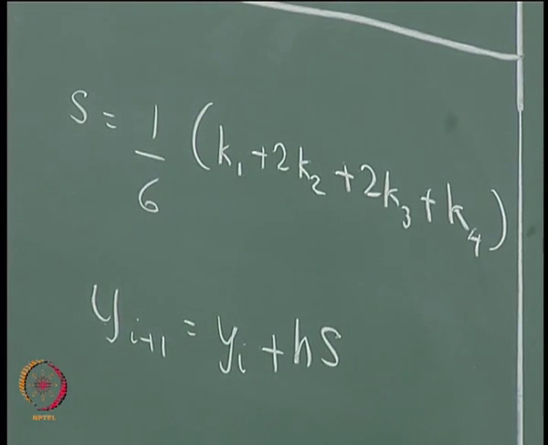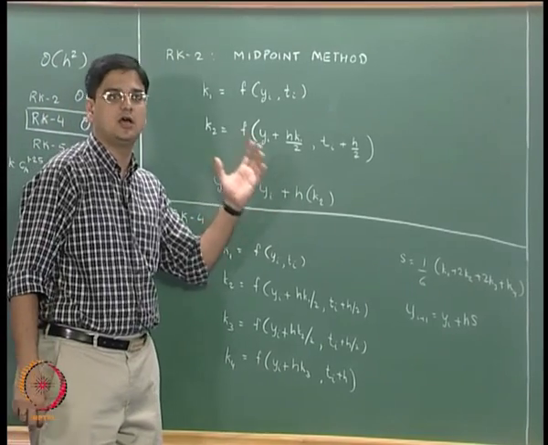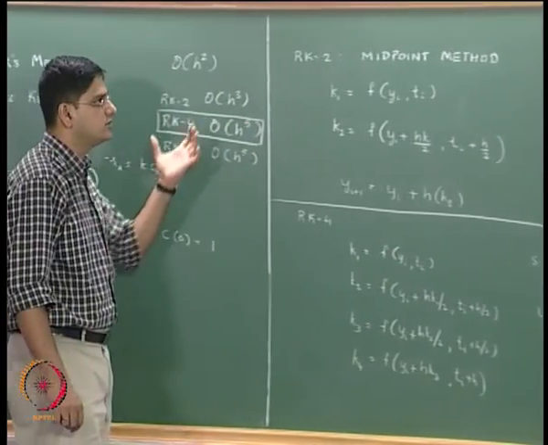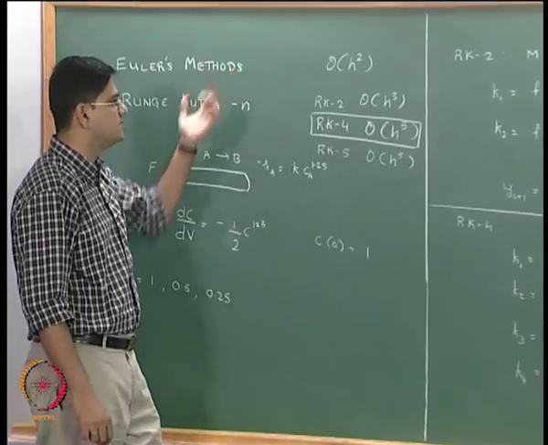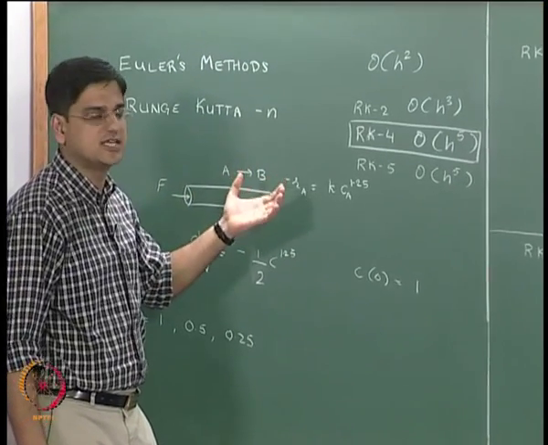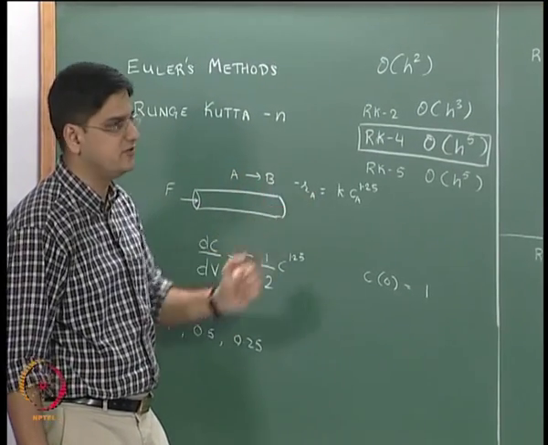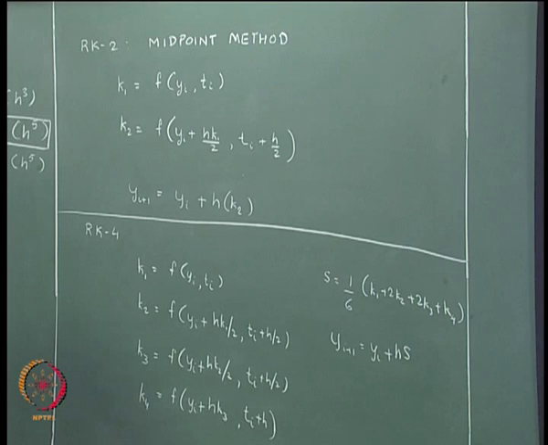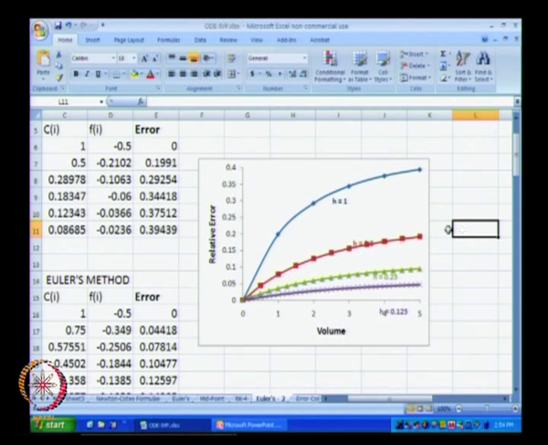Okay. So, all these derivations we have done in lecture 3 of this particular module. Solving using Euler's method in Excel we have also covered in the previous module. In this particular module we are going to cover the midpoint method and then we are going to cover the RK4 method. Okay. So, let us now go on to Microsoft Excel to try to solve the problem that we are interested in.